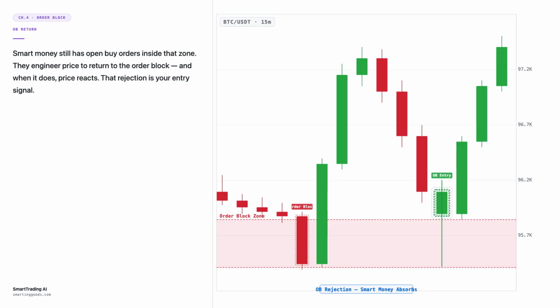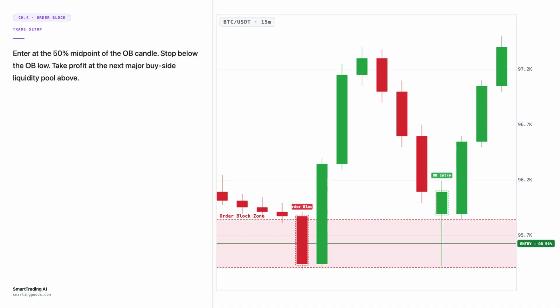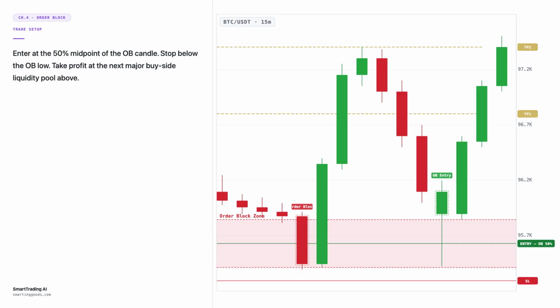Your trade setup is clean. Enter at the 50% level of the order block candle. That is the midpoint of the OB body. Stop goes below the low of the order block with a small buffer. Take profit at the next major liquidity pool above. The nearest buy side liquidity.